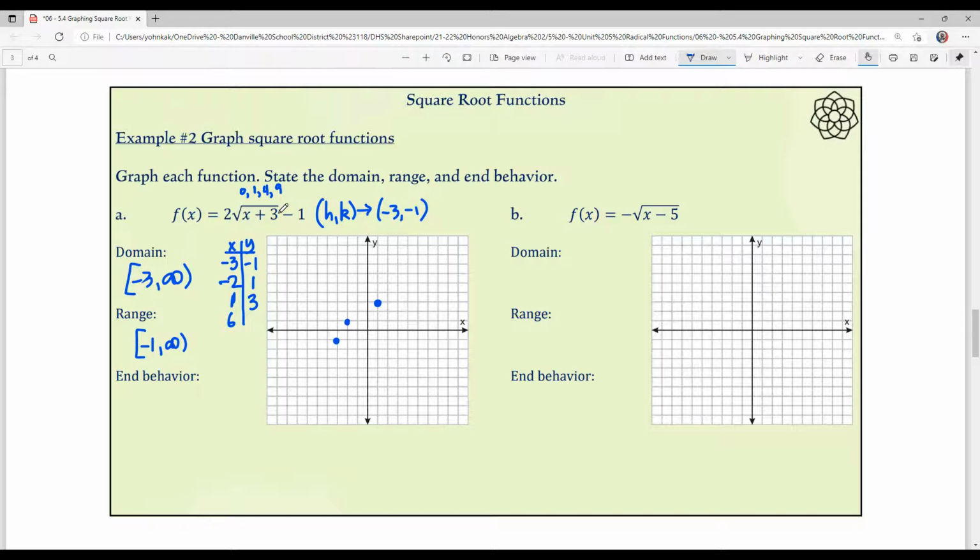6 plus 3 is 9. Square root of 9 is 3. Times the 2 is 6. Minus the 1 is 5. And so (6, 5) is my last nice point.